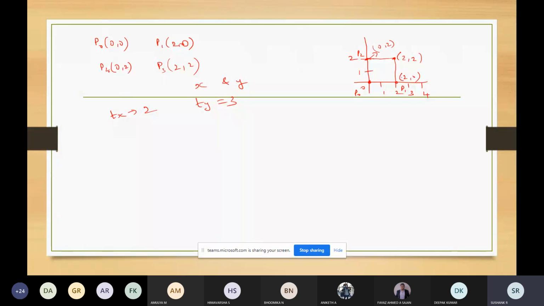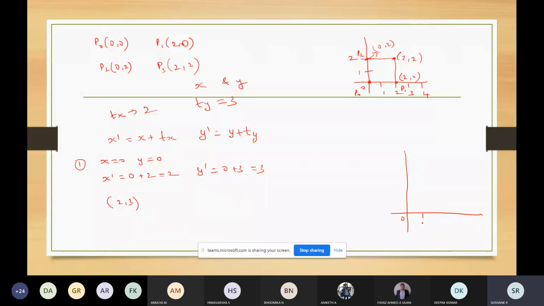So what is the formula? x dash is equal to x plus tx, y dash is equal to y plus ty. For the first point, x is 0, y is 0. So x dash is equal to 0 plus 2, y dash is equal to 0 plus 3. So I'll get the point 2 comma 3.